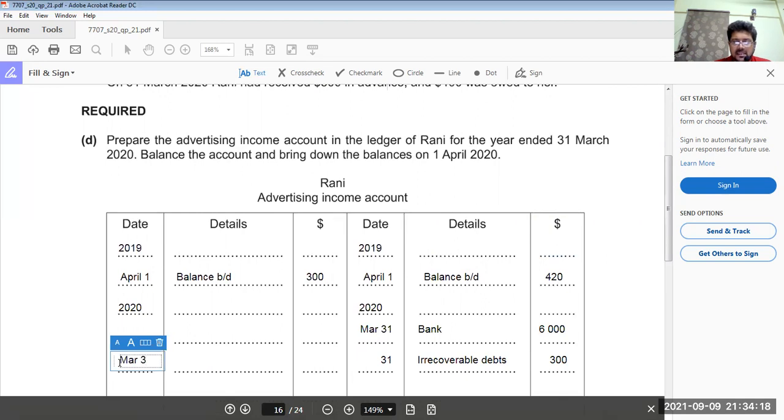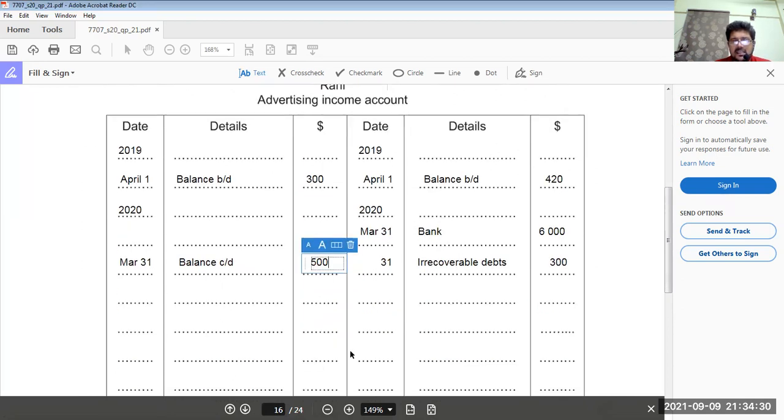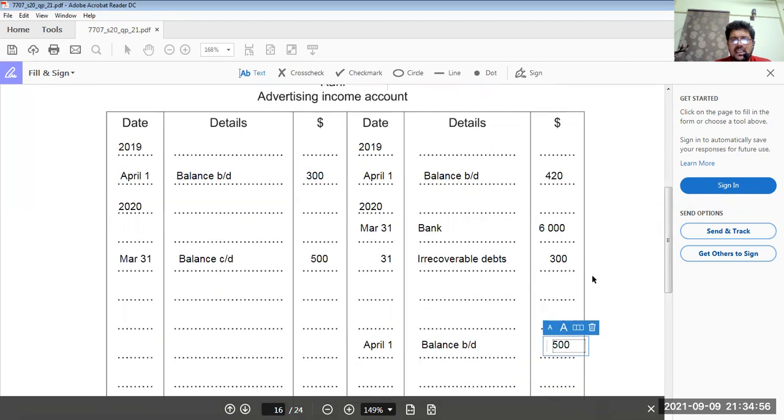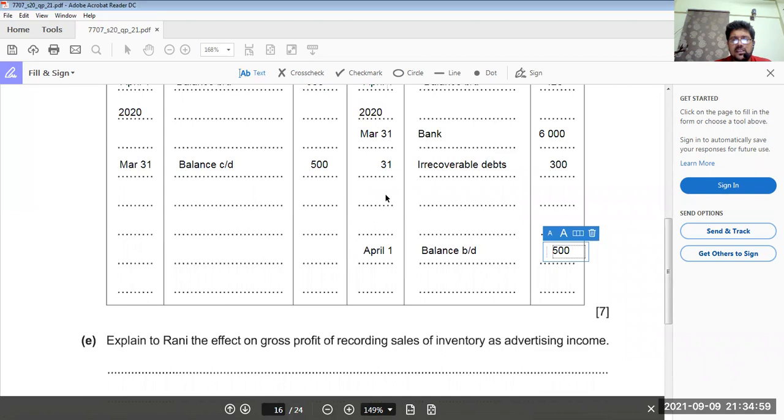March 31st. Balance CD would be the advances 500, and this will be your balance BD. Balance BD, done, 500 as a liability. Received income, received advance liability. So what about the other CD? The other CD is 400. So this is going to be reported over here.